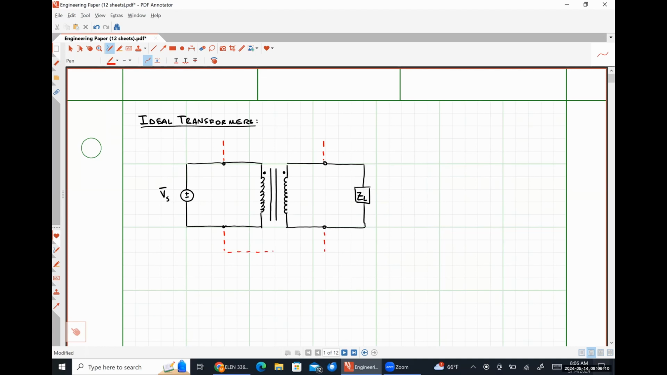All right, so here in the middle, between these sets of terminals, is what we are going to call an ideal transformer. So everything that I've boxed here in red. The voltage drop across the terminals on the left-hand side are what we're going to call our primary voltage.